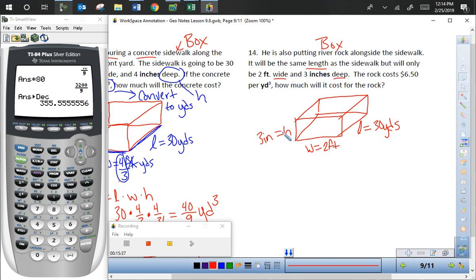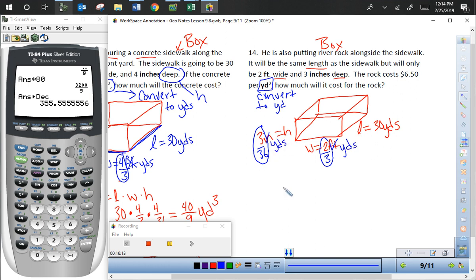From here, we want to make sure we're all in the same label. Remember, look for what it asks. It says the rock costs $6.50 per yard cubed. Okay, so we're converting to yards. So length is good. There are 3 feet in 1 yard, so divide by 3. There are 36 inches in 1 yard, so divide by 36. Okay, once we do that division, these are both yards now.